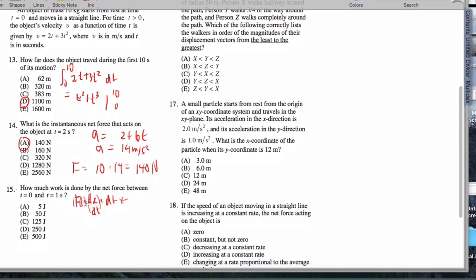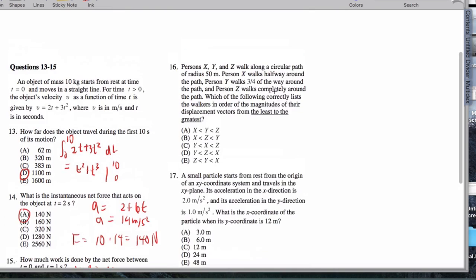But for us folks that want the easy way out, work is the change in kinetic energy. So let's just do this. V at 0 seconds is 0. V at 1 second is 2 times 1 plus 3 times 1 squared. So that's going to be 2 plus 3, which is 5. So my change in kinetic energy is going to be 1/2 times my mass, which is 10, times 25. So I'm getting 125 joules worth of work.